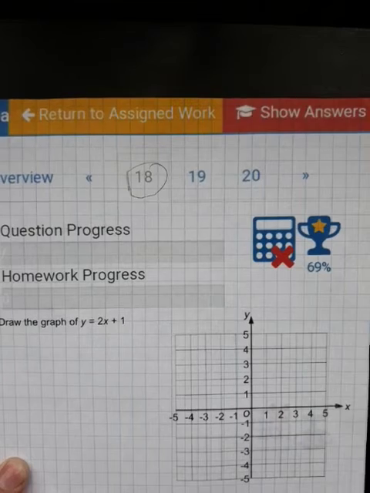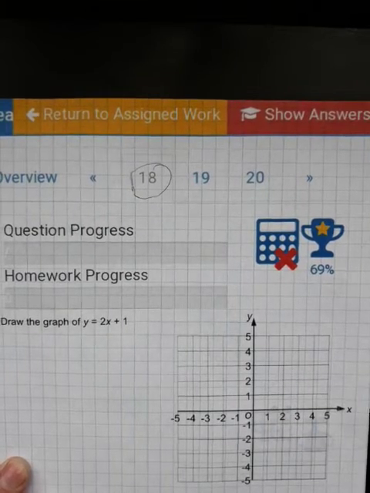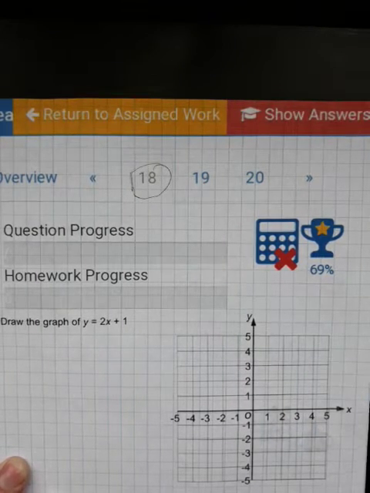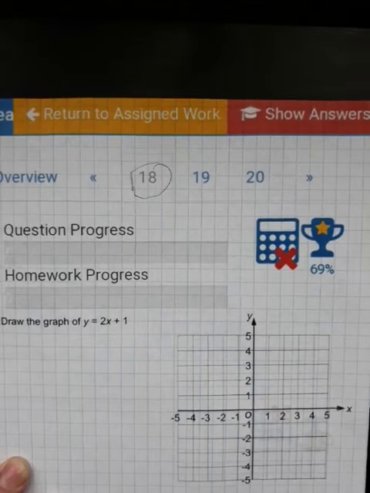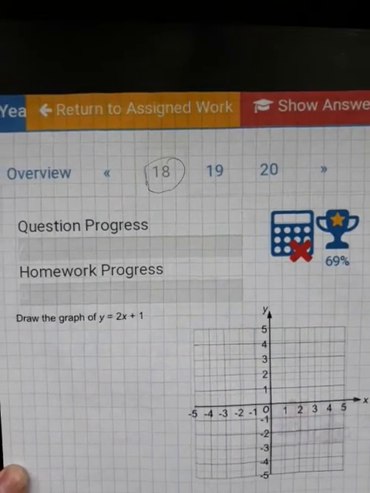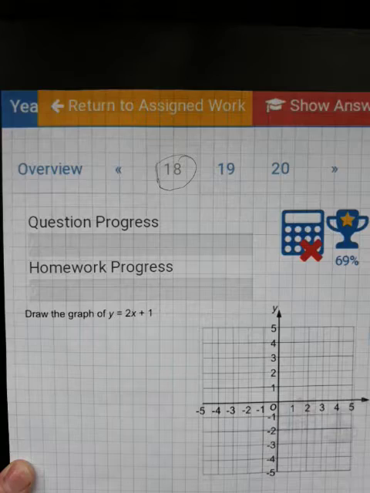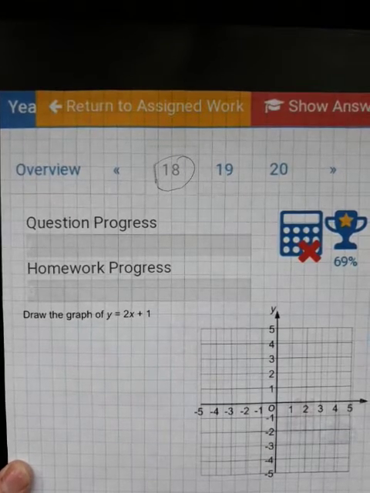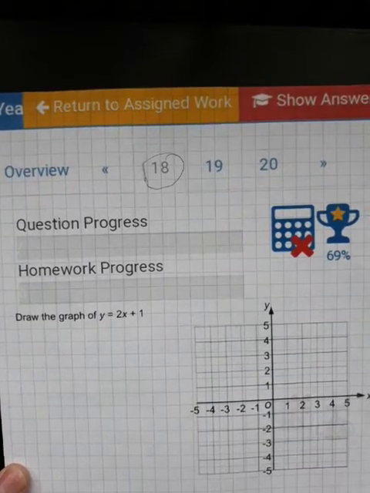This one is actually related to clips A14A, B and C to do with equations of straight lines, and the first part here is drawing the graph of y equals 2x plus 1. I've used this as part of a Year 9 assessment as well.